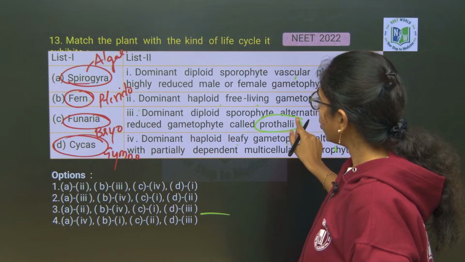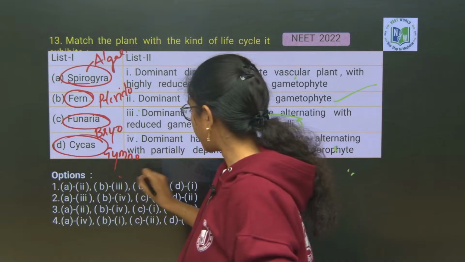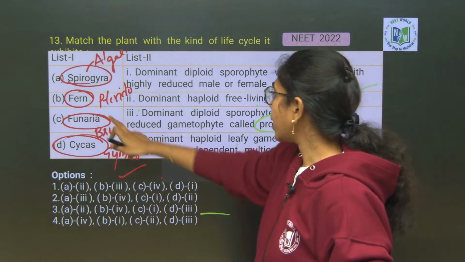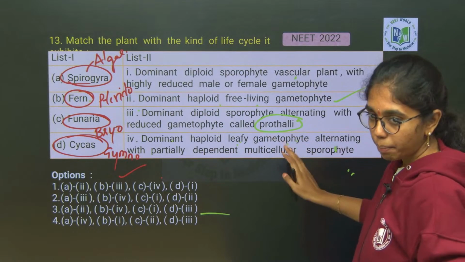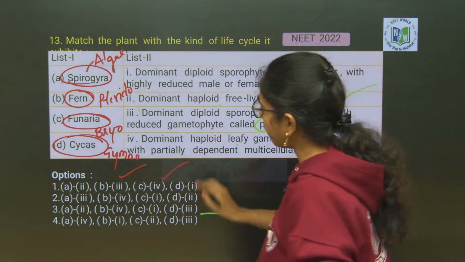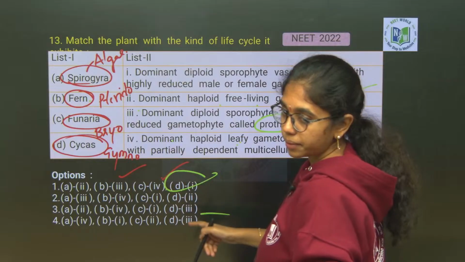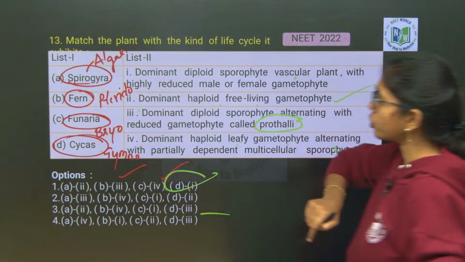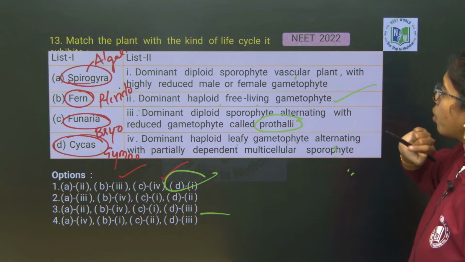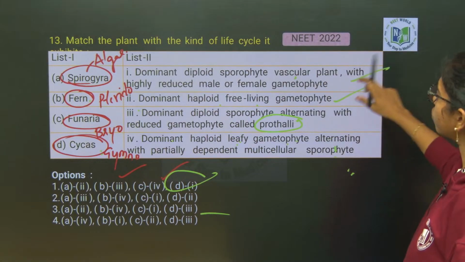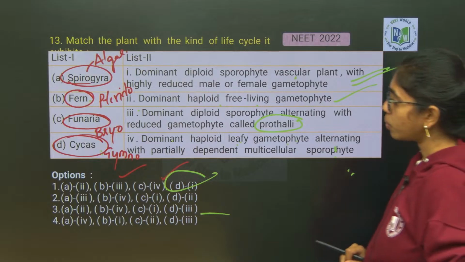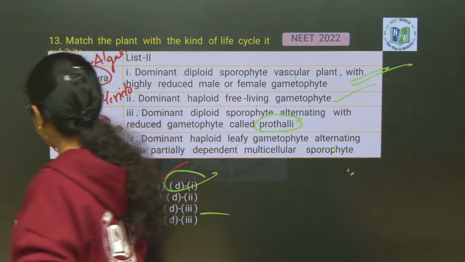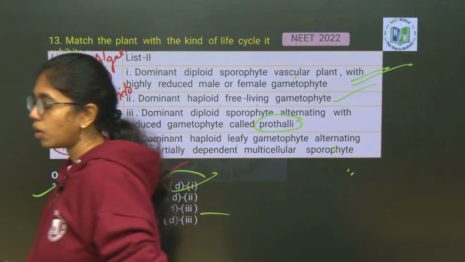A is 2, B is 3. C is 4, Funaria, dominant haploid leafy gametophyte alternating with partially dependent sporophyte. D is 1, Cycas, which is a gymnosperm, dominant diploid sporophyte vascular plant with highly reduced male or female gametophyte. Clear? So, what is the right answer? Option 1. Good.